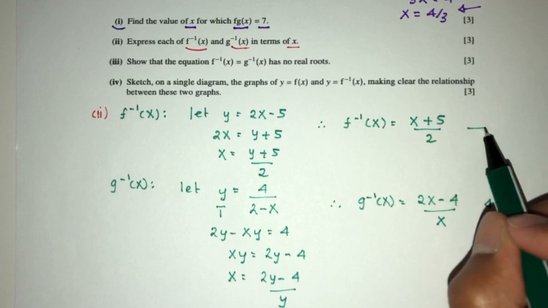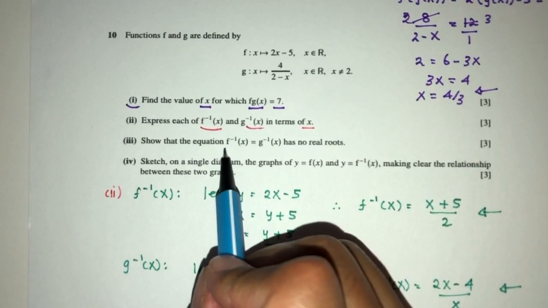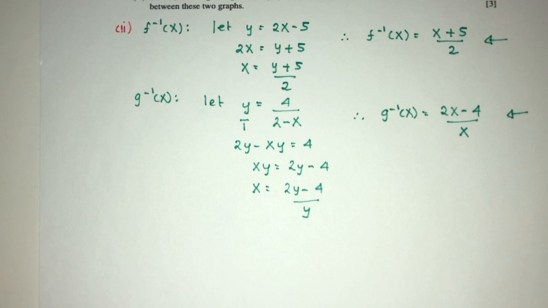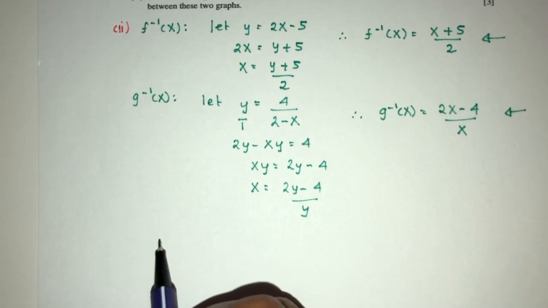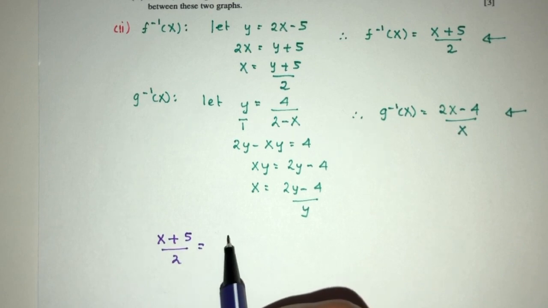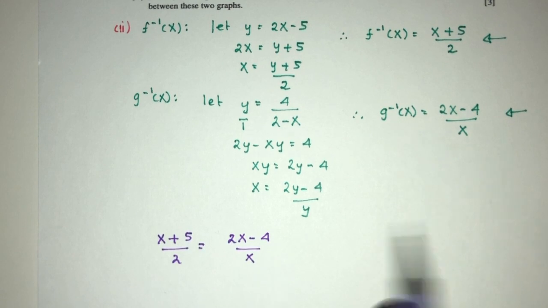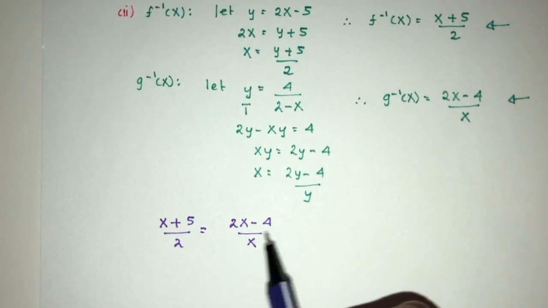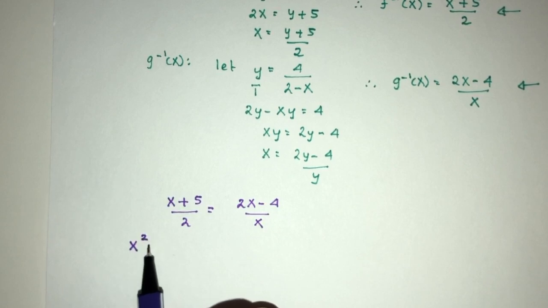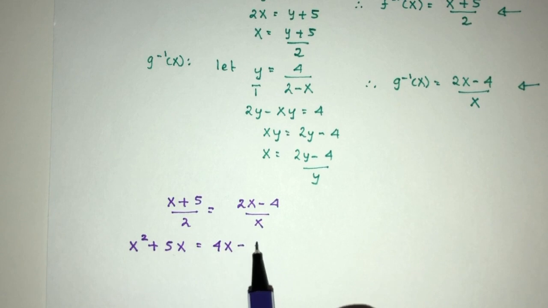So these are the two things we are trying to find in terms of x. Now for part 3, we have to show this has no real roots. So let's have a look. Let's try to equate those two equations. So we have f inverse here, x plus 5 over 2, and here we have g inverse, 2x minus 4 over x. So simplify, let's try to cross multiply, you will have what? You will have x squared plus 5x is equal to 4x minus 8.